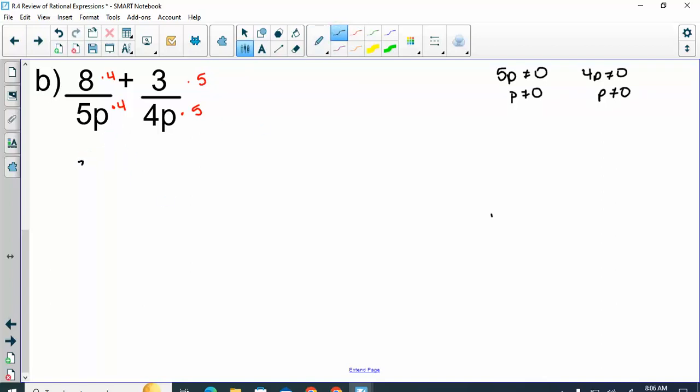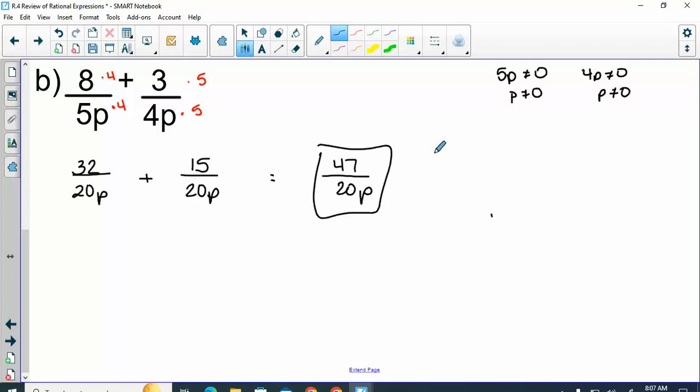So I get 32 over 20p plus 15 over 20p. Now my denominators are the same, so we can put these together. 32 plus 15, 47. 47 over 20, does that reduce? No, so we're done. Reduce if you can, but otherwise we're finished. Let's try another one.